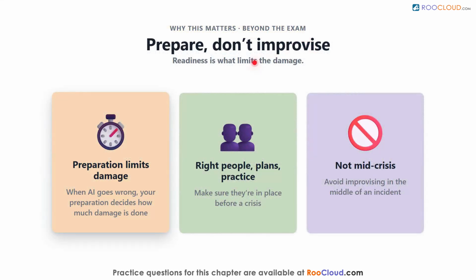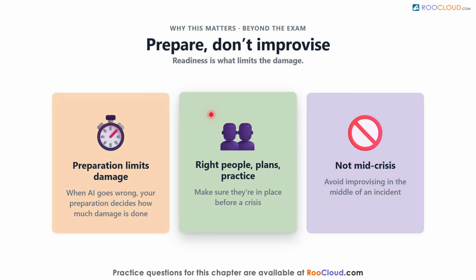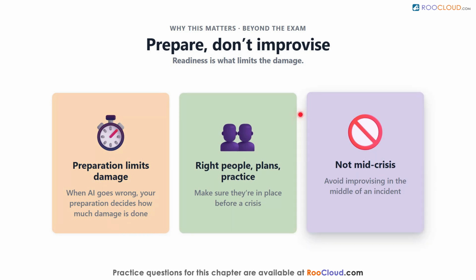Why does this matter beyond the exam? When an AI system goes wrong, the speed and quality of your preparation decide how much damage is done. Knowing how to ready an organization for an AI incident lets you make sure the right people, plans, and practice are in place before a crisis, rather than improvising in the middle of one.